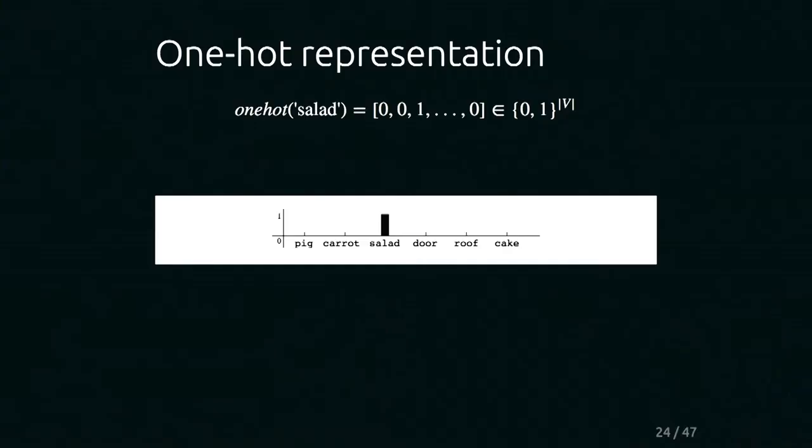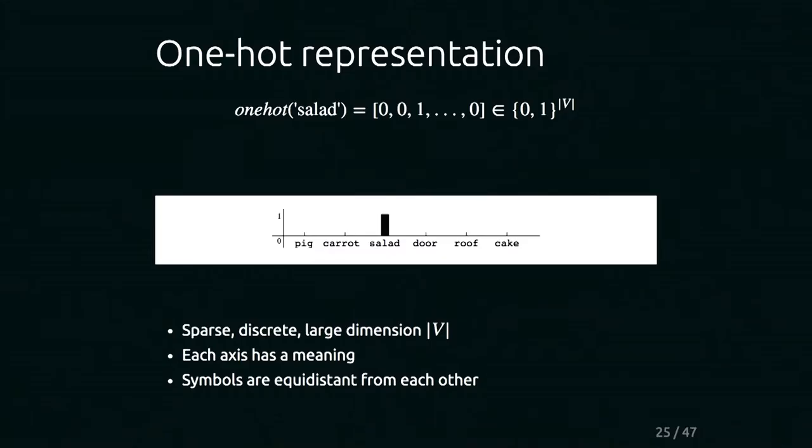So the natural way to find a numerical vector representation for those symbols is to use the one-hot representation, one-hot encoding. So if you want to encode the symbol salad, for instance, what you can do is take all the words in the English language, in the dictionary, and assign them a specific dimension. So you have 1 million possible dimensions, for instance, and you would put zeros for all the entries except for the entry for the dimension that matches the symbol salad, and you set it to one. So in that case, you get a very sparse vector that is discrete because the values are not continuous, they are zero or one, in a very large dimensional space which has the size of the catalog or the vocabulary.